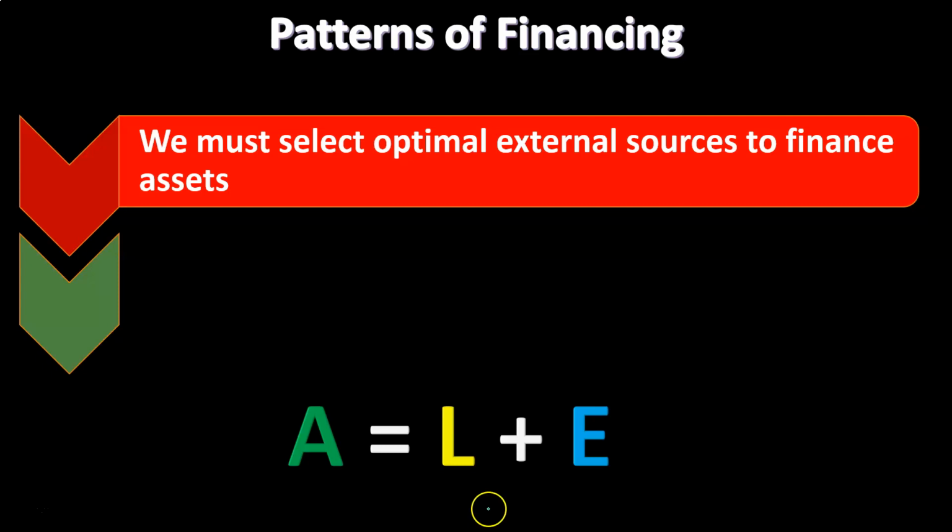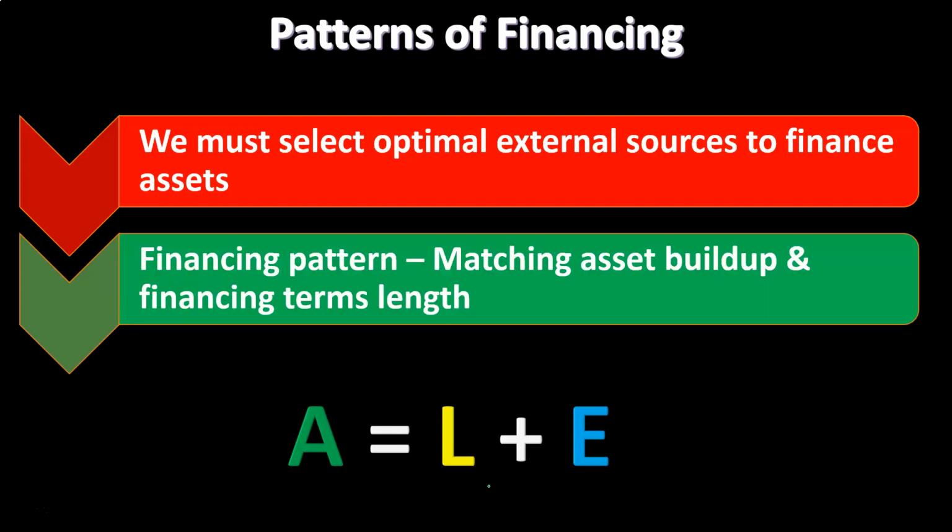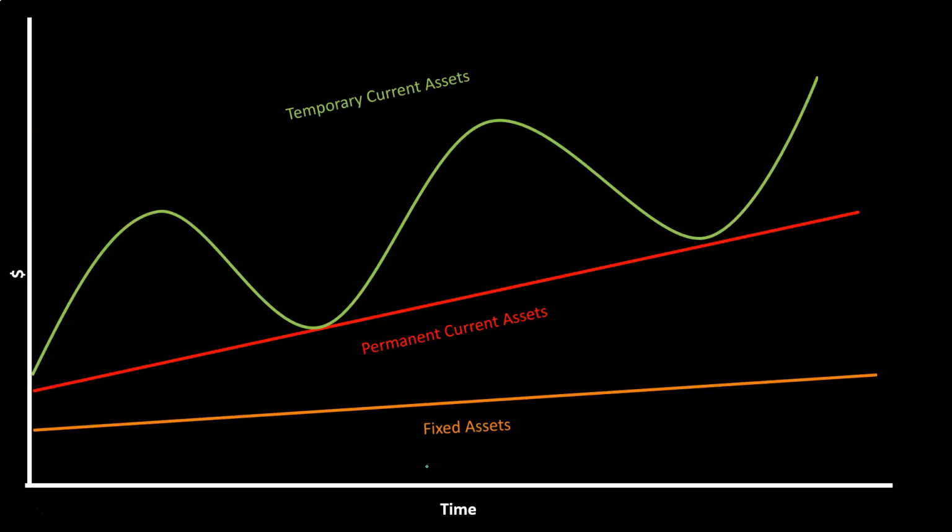We're going to be focusing more on the liabilities in order to finance our assets and think about what the optimal strategies might be to do so. So we must select optimal external sources to finance the assets. Financing patterns, we're going to be matching assets buildup and financing term lengths. In other words, we're going to be considering our assets and looking at the structure of the assets to help us think about the liabilities that we're going to need in order to finance those assets.